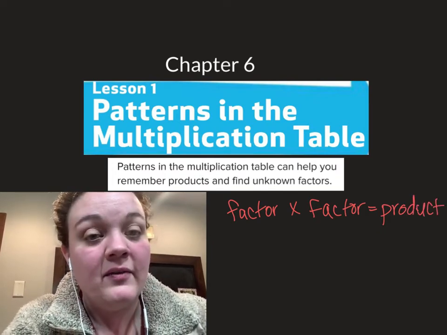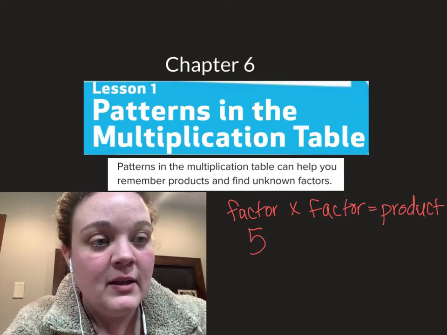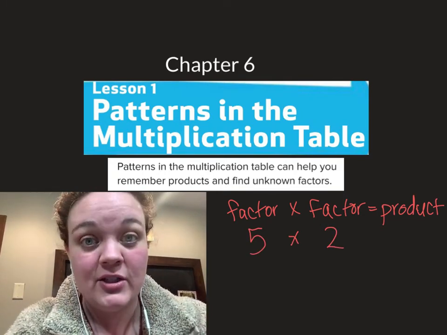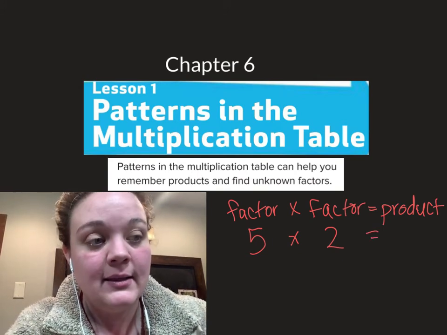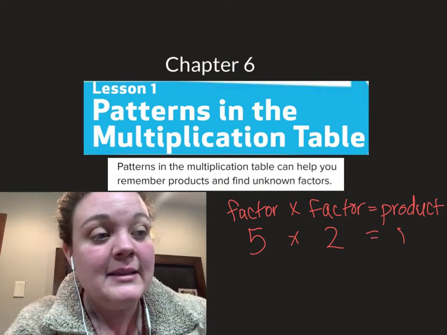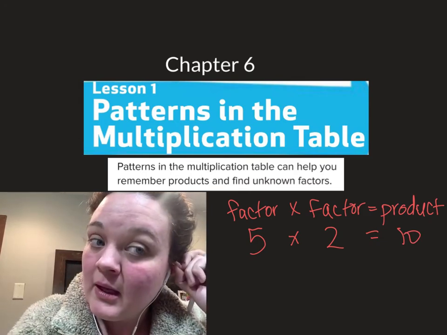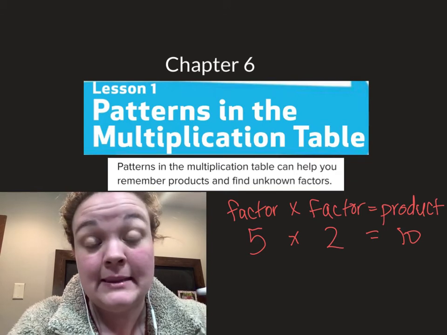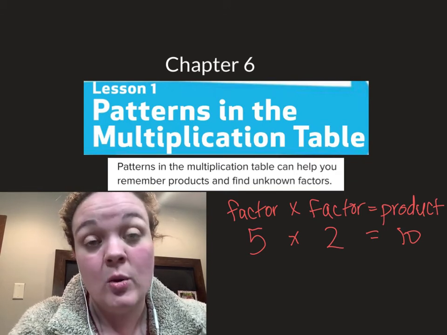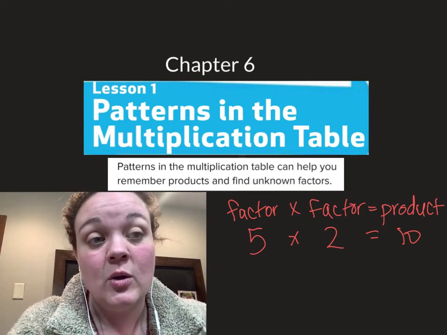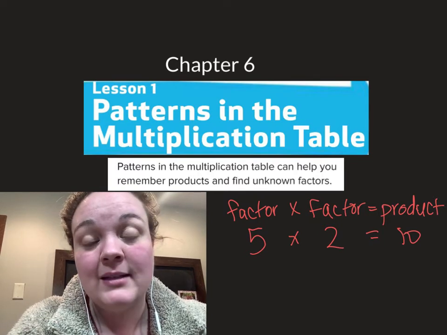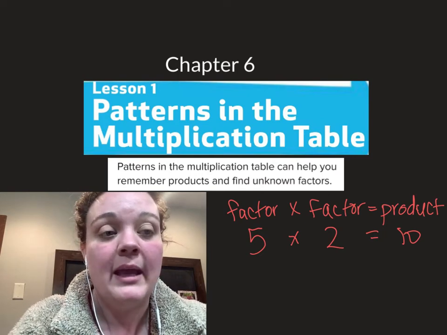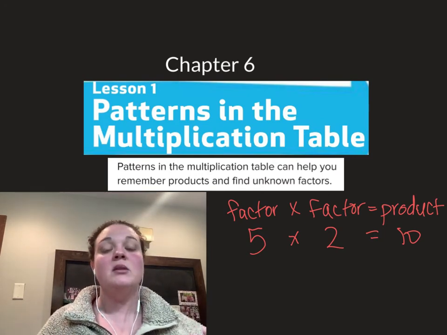Like if I had 5 times 2, 5 and 2 are both factors, and the product, or the answer, is 10. We'll keep using these vocabulary words. This lesson uses those so much. So if you get frustrated, just go back to saying, oh yeah, factor times factor equals product. And that will help you to say, okay, what can I multiply it by?